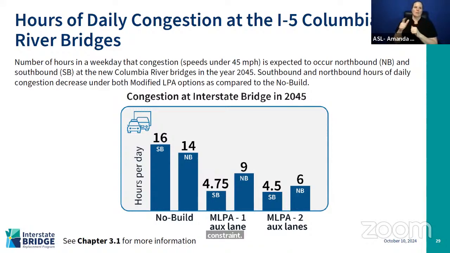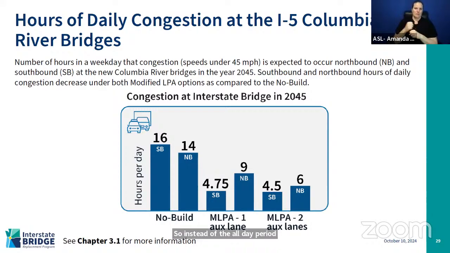So the other thing with the northbound is the MLPA with 1aux is forecast to improve from 14 hours to 9 hours, mostly in the afternoon, instead of that all-day period that the no build condition was getting. But with the MLPA with 2aux, that gets it down to 6 hours, but the duration and the length of that congestion is quite different. You can see that in the document, and it summarizes that.